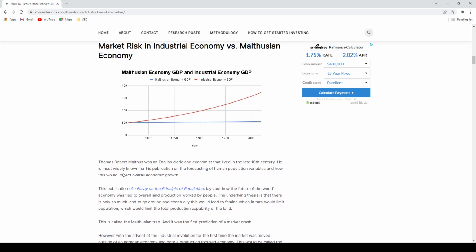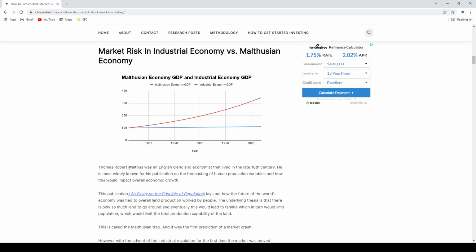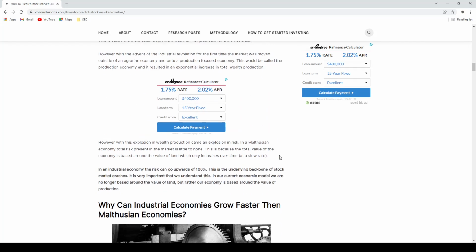So just be aware the total risk in an industrial economy, if businesses fail or consumption stops, is 100%. In theory, the market can retrace all the way back down to the Malthusian standard, for people who understand, it's kind of the book value of the economy, if you want to use valuation terms, how much the economy can retrace back down to its median level. So the industrial economy has maximum amount of risk, but also maximum amount of reward, much, much higher than Malthusian.